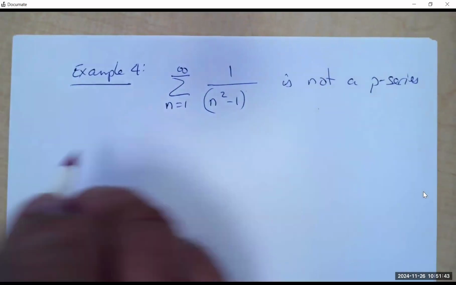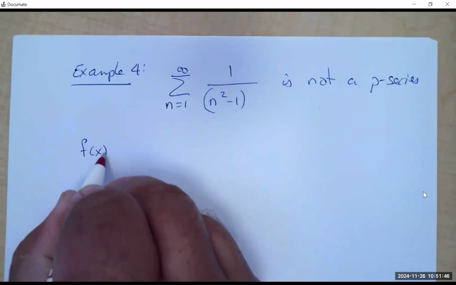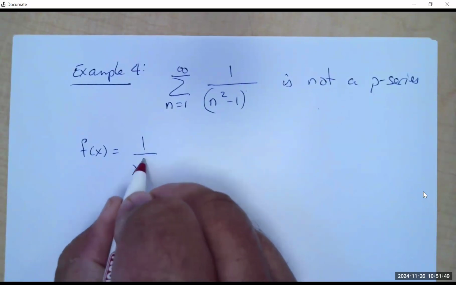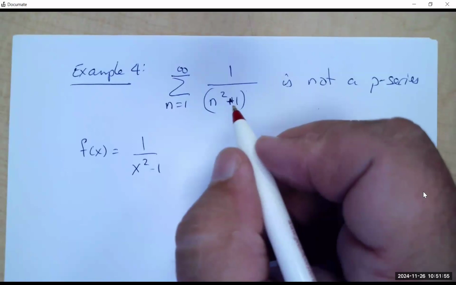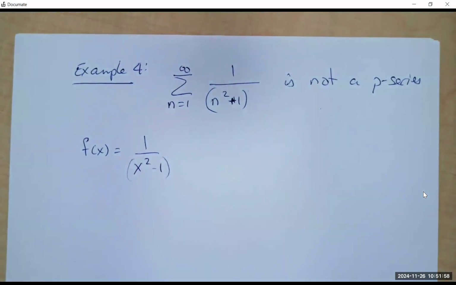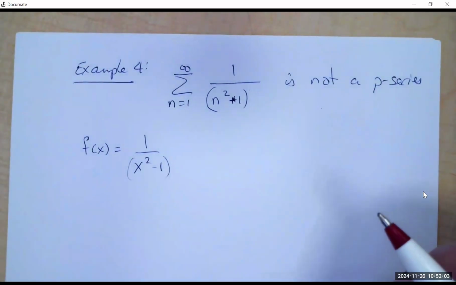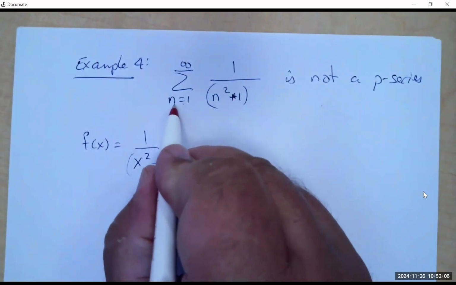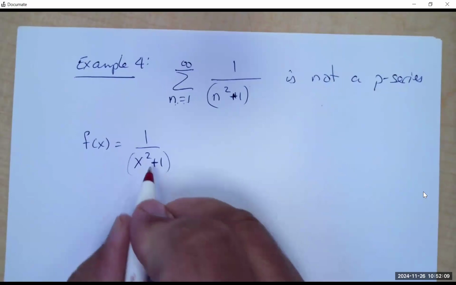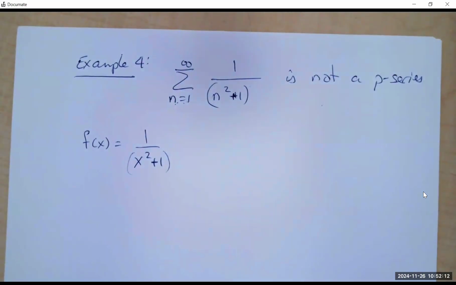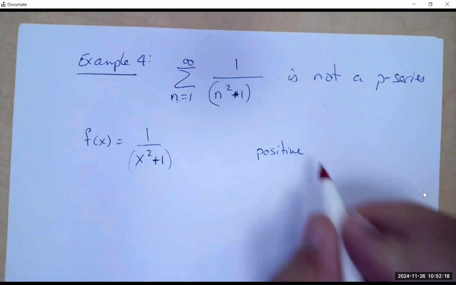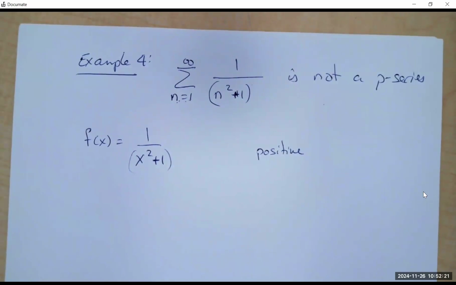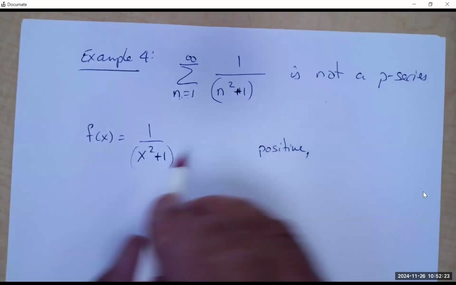So let's see. Is our function f of x 1 over x squared plus 1? Sorry, it should be plus 1. Is it positive? Remember, n has to be equal to or bigger than 1. This is 1 plus, so can it be negative? No. So it's positive. Is it continuous? Yes, because there are no asymptotes here. The bottom can't be equal to 0.